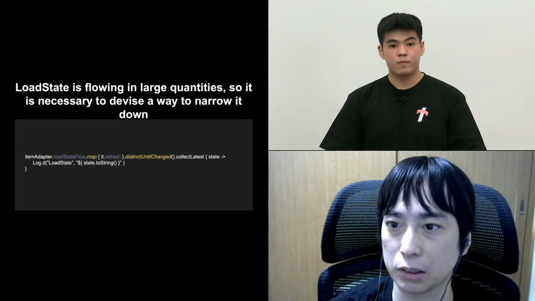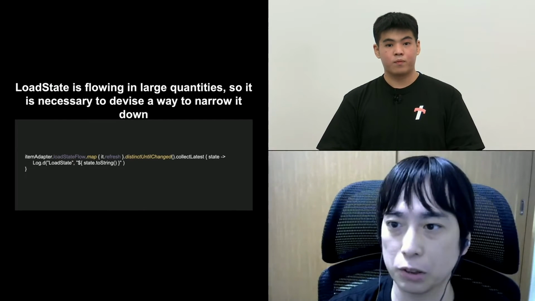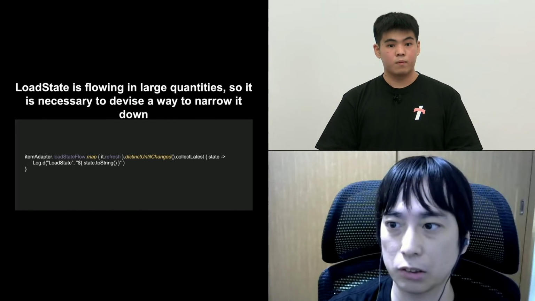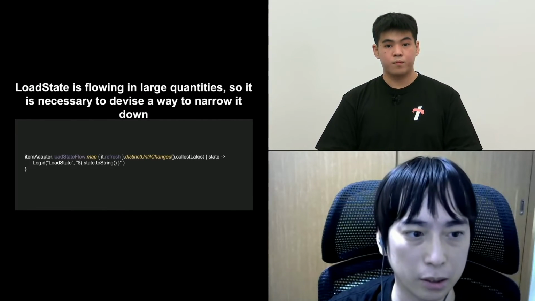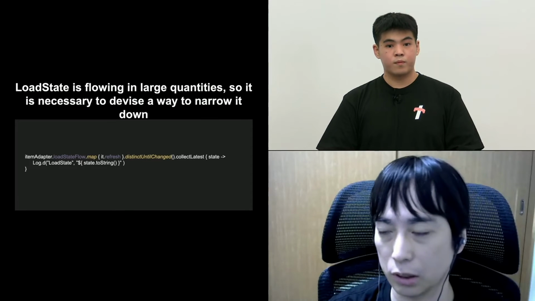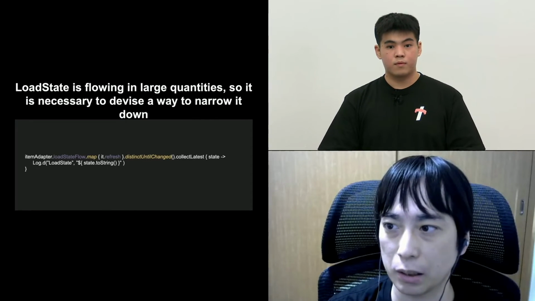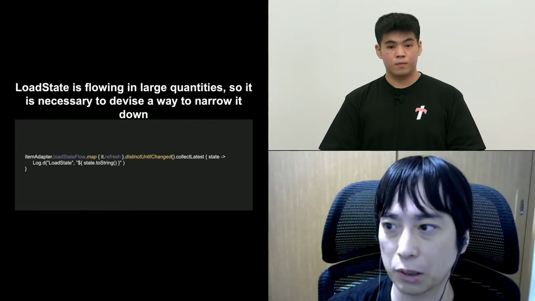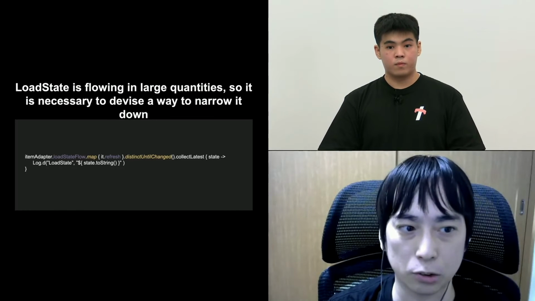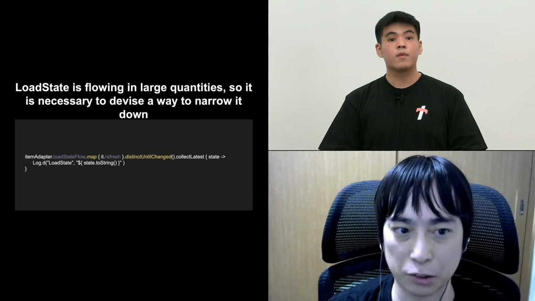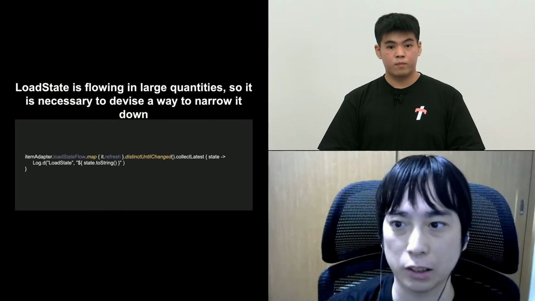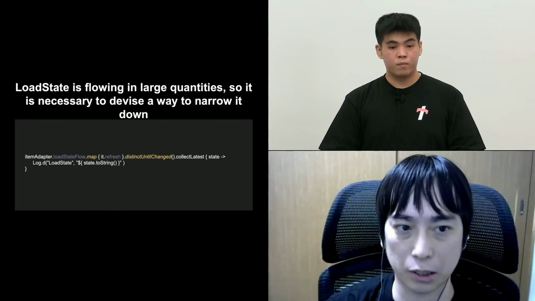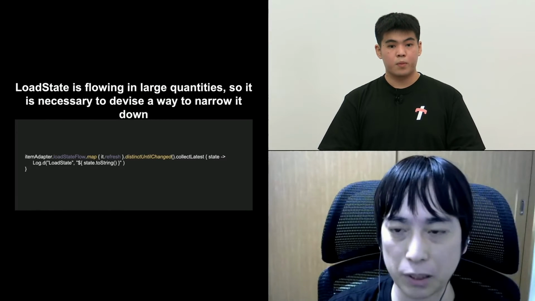And I've never used Paging 3, so I'm not sure about the amount of the flow. But with this document, distinctUntilChanged, you said that you use this code, right? Just with this, is it okay? Can it support various cases? Because maybe there are a lot of events with different types. Did you consider throttling? I thought that was necessary.